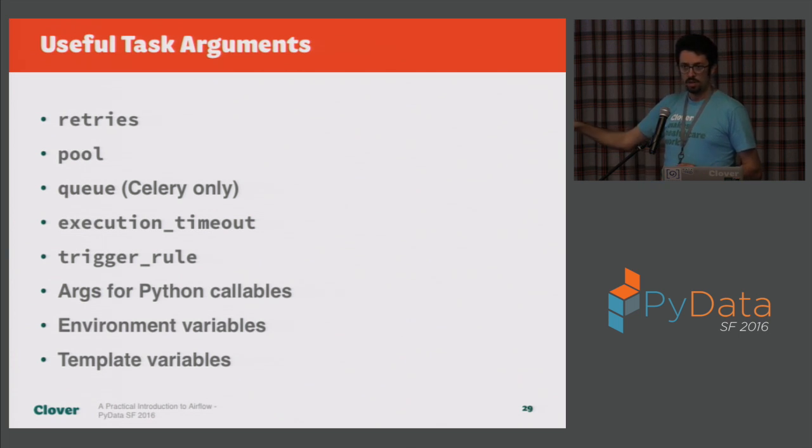You can set environment variables for bash tasks. Airflow also has a system that I'm not going to describe in detail, for doing Jinja templating on your tasks. So if you have SQL or bash, it's a way of inserting data or parameters into those using Jinja templates. You can provide variables that will be available inside the Jinja templating.